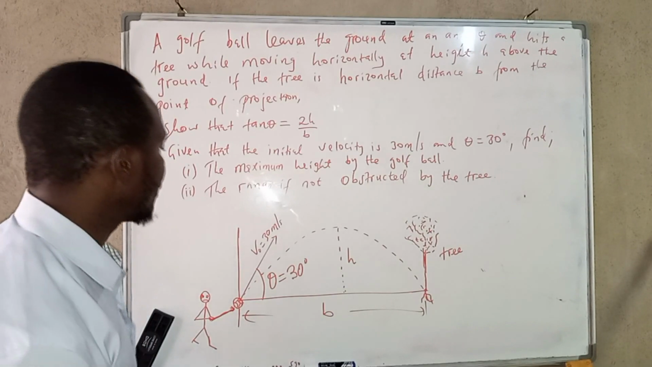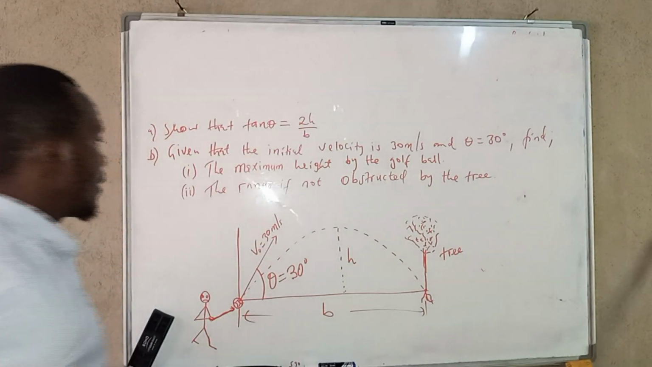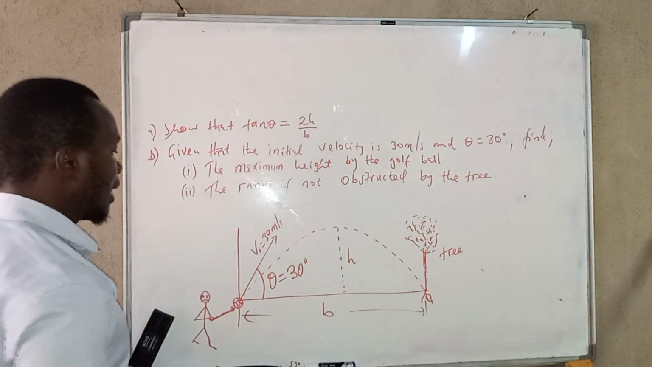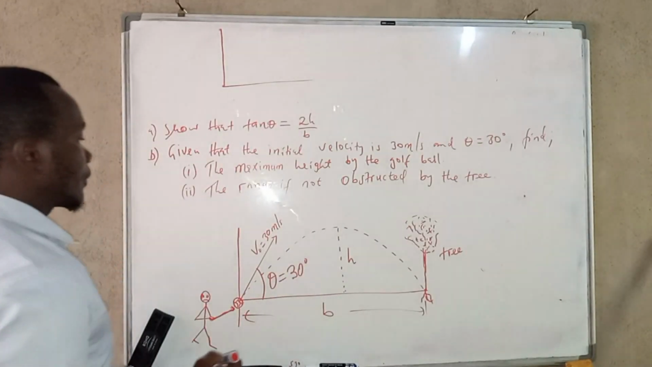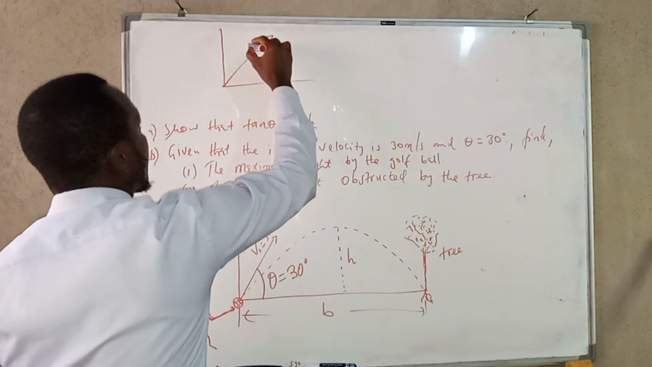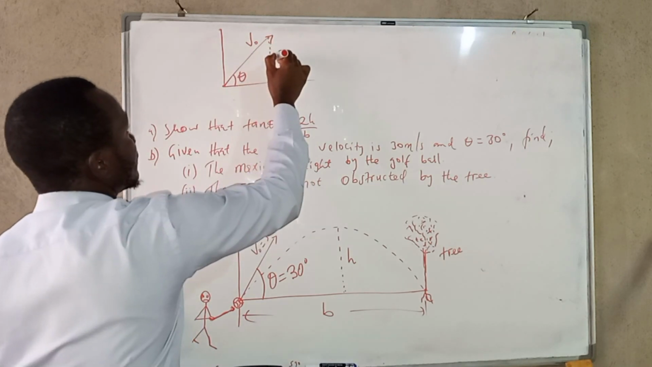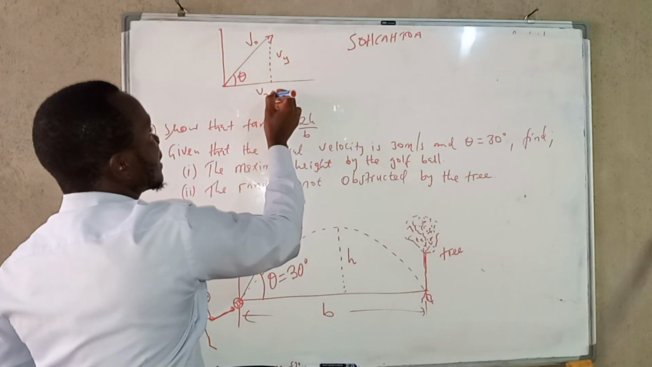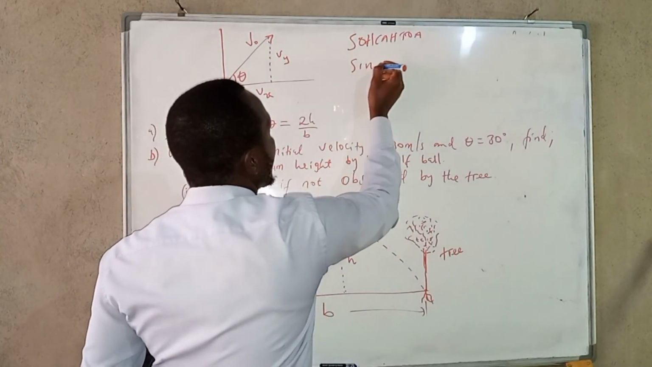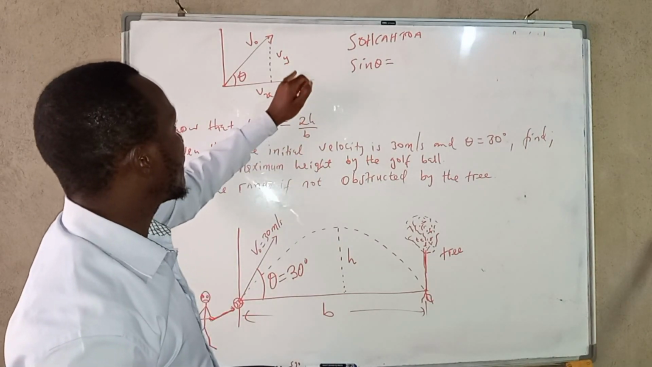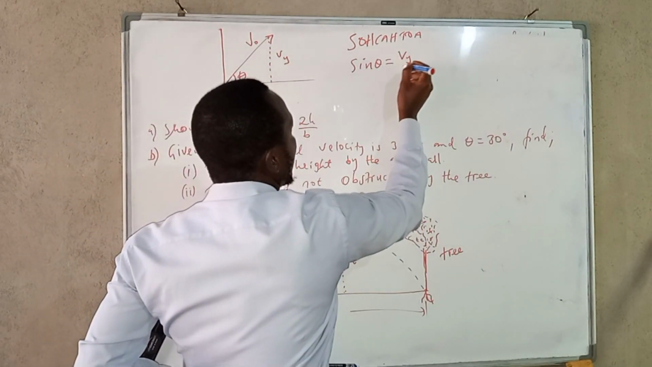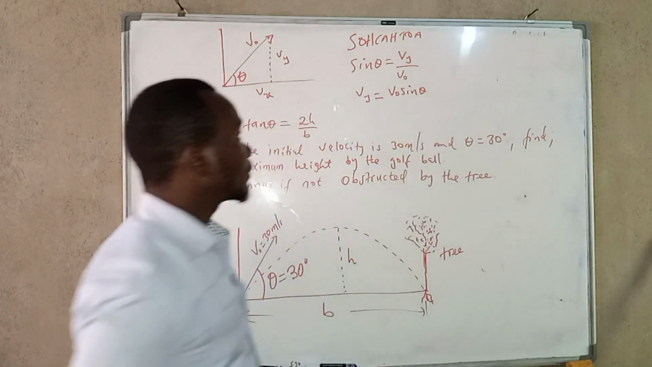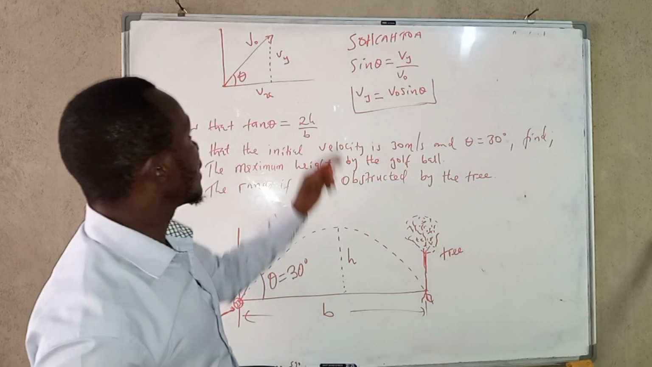So this is what we're going to do. Let me erase the top part. The first question is to show that tan theta is equal to this, but we have got this angle, so let us try to resolve this one as we do the first part. This is Vo. Can you resolve this now? Let us say this is Vy, and let us say this is Vx. So sine theta is equal to opposite over hypotenuse. So we have opposite, it is Vy over Vo. So Vy is equal to Vo sine theta. So this is the vertical component of the velocity.